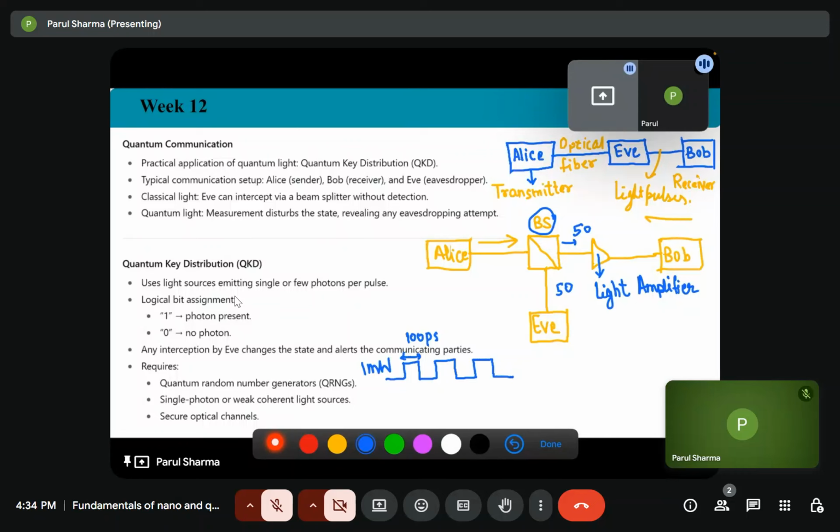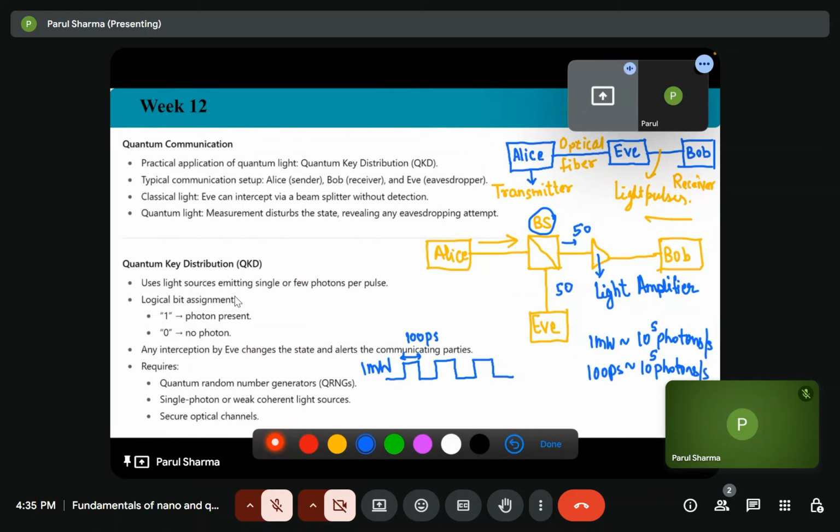So 1 milliwatt is approximately 10 raised to power 5 photons per pulse per second. So for 100 picoseconds, approximately 10 raised to power 5 photons per second.